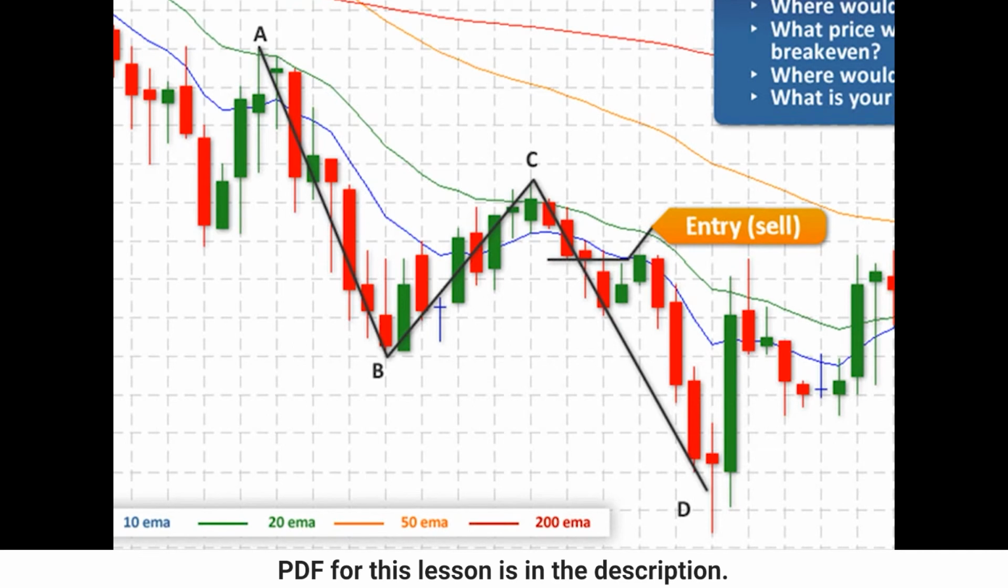What about our stop? Where is our stop going to go? Well, as always, the stop goes outside point C, and in this case, we're looking at a down move, so our stop is going to go above the C point.